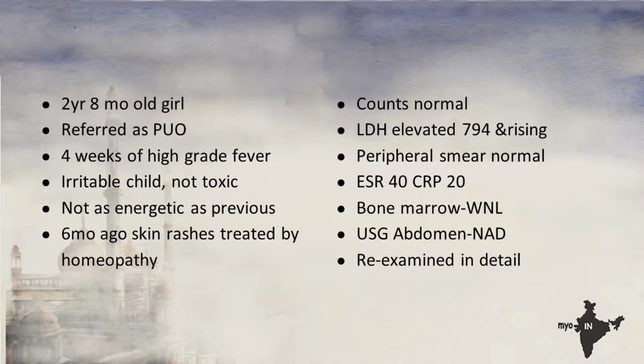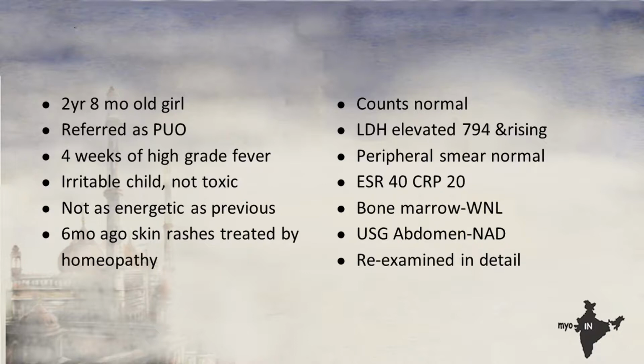So this is an 8-month-old child. She actually presented as a fever of unknown origin. She was referred by pediatricians in another hospital, and she had 4 weeks of high-grade fever. She was very irritable. She was not toxic. She certainly wasn't energetic at all. But muscle weakness is not something that was being reported. And in a child who's febrile, unwell for 4 weeks, you don't really expect them to be running around anyways. That's not the first thing that people think about.